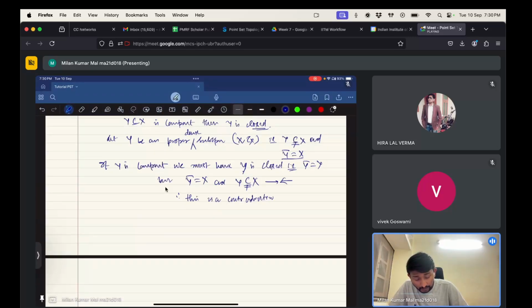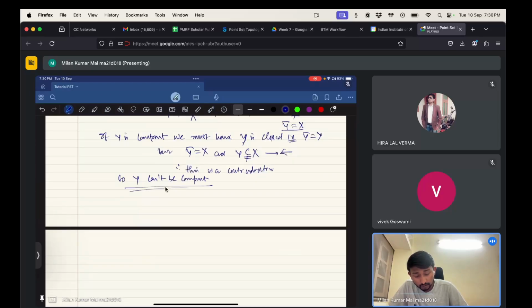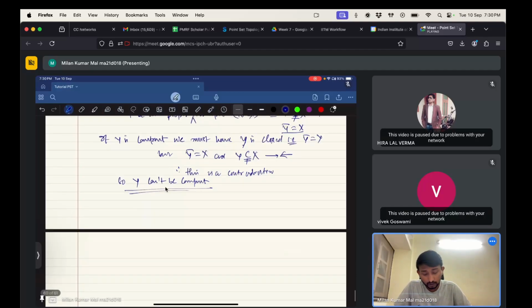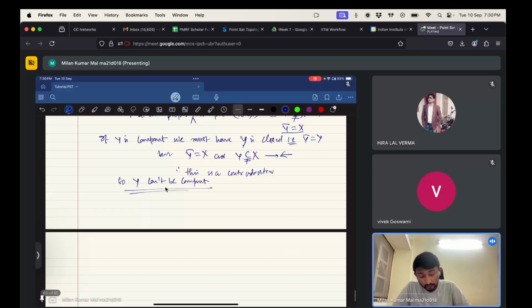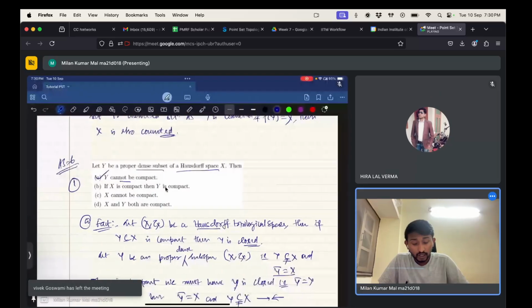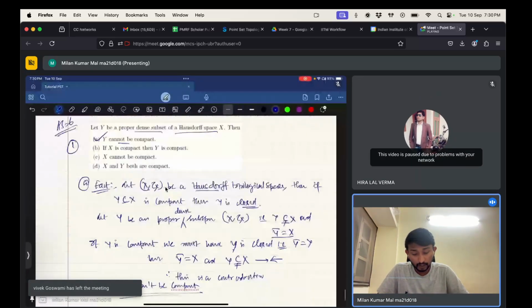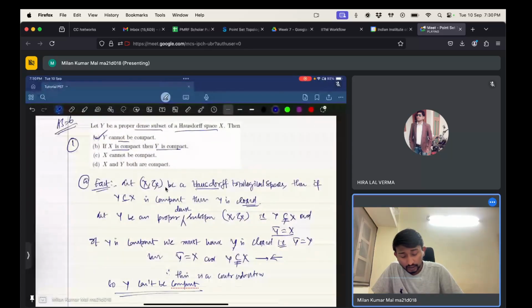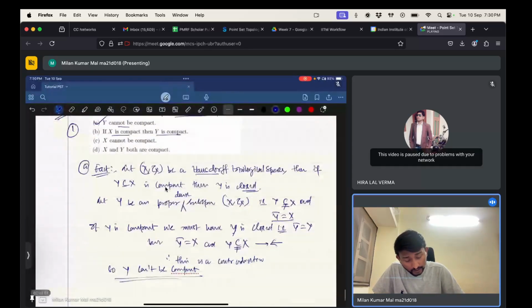So Y can't be compact. So this is the theorem. So the first option is correct: Y can't be compact. For the second option, suppose X is compact, then Y should be compact. Whether this is correct or not, that is false. Let's take X compact, then is Y compact or not?